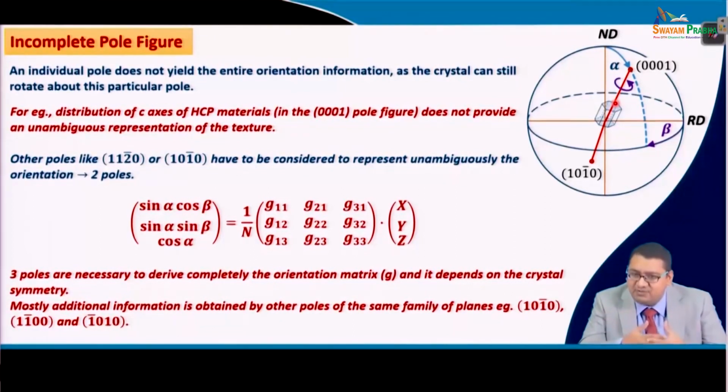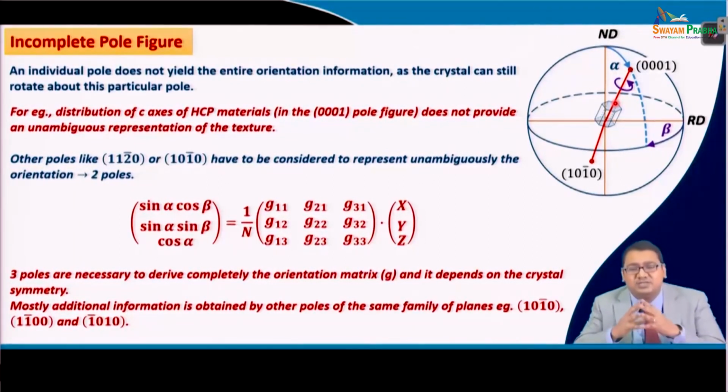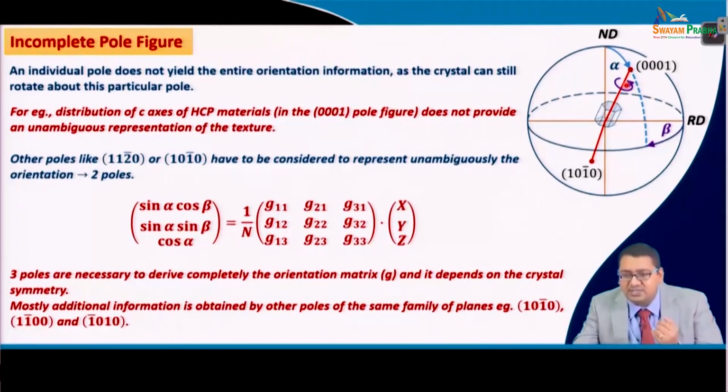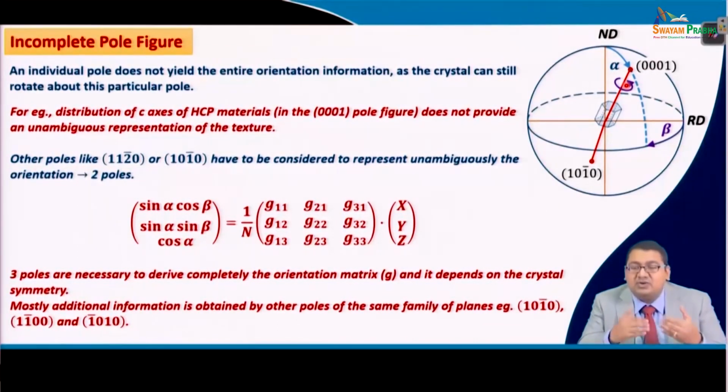So, it is the same pole, and it gives information of that pole, the presence of that pole with respect to RD, ND and TD, but it does not provide an unambiguous representation of the texture, because you see that one, that 0001 pole could be rotated, right? It could be rotated, and then the positions of the other poles, like the 101 bar 0 or the 112 bar 0, becomes ambiguous in nature, right?